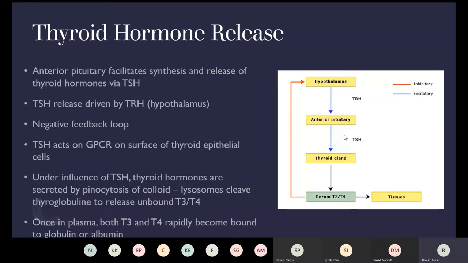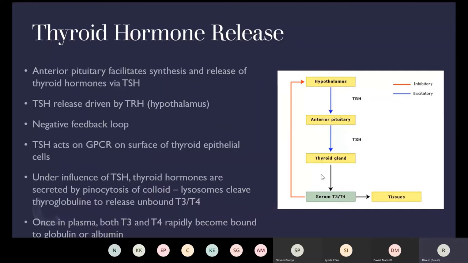I'm sure the next lecture might go into some detail about it, but you've got TRH from the hypothalamus, which drives the TSH release from the anterior pituitary, and this is basically a negative feedback loop. Thyroid stimulating hormone itself acts on G protein coupled receptors on the surface of the thyroid epithelial cells. Under this influence, the hormones are secreted by pinocytosis, and lysosomes cleave the thyroglobulin to release the unbound T3 and T4 into the blood.